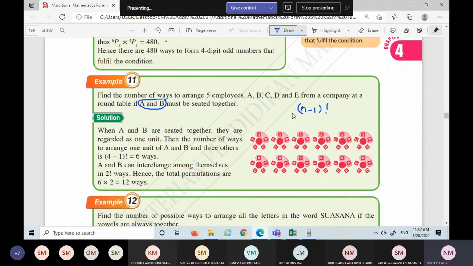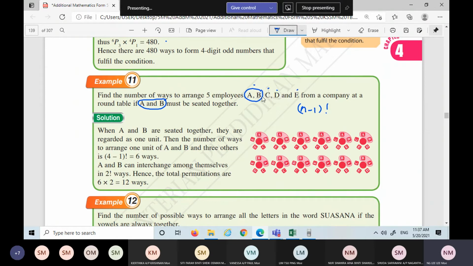So you have to assume A and B now as a group, one object only. So now the 5 become 4 already, because this one is tied together. So it's 1, 2, 3, 4.